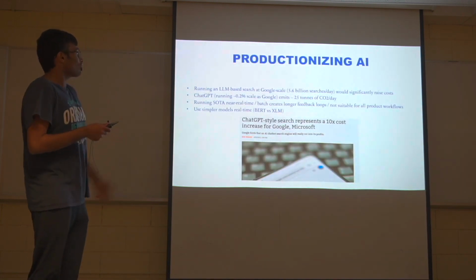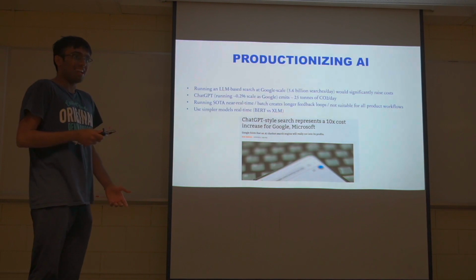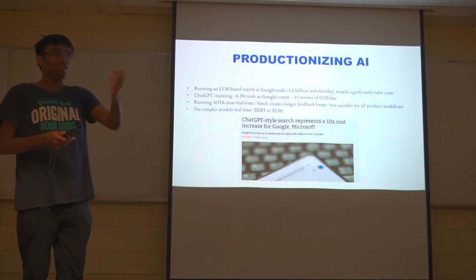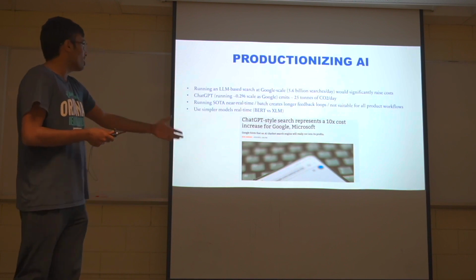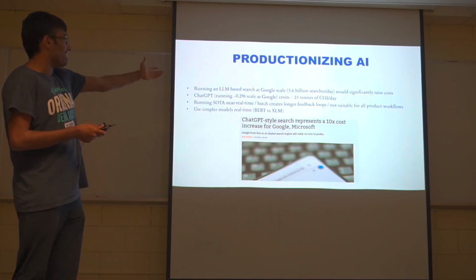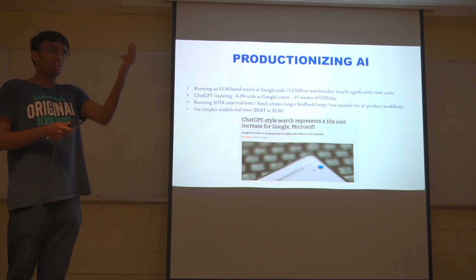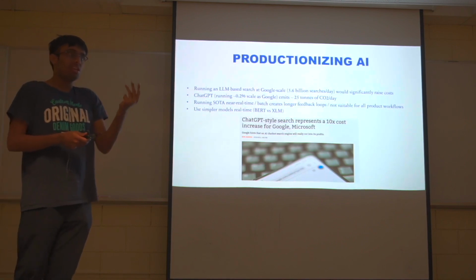So yeah, what does this mean? Well, you can't run state-of-the-art machine learning in real time. If you ran ChatGPT, for example, at the scale that Google search runs, well, it already emits something like 25 tons of CO2 a day. And so why can't we do it? Three things: latency, memory, energy.